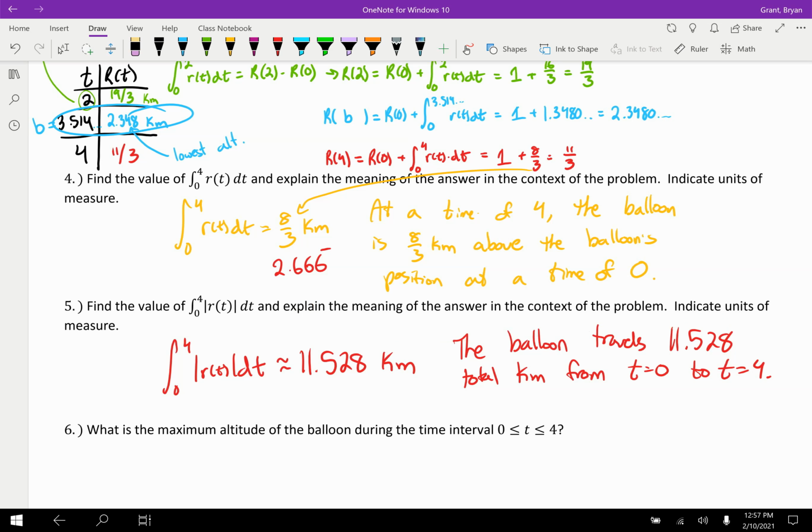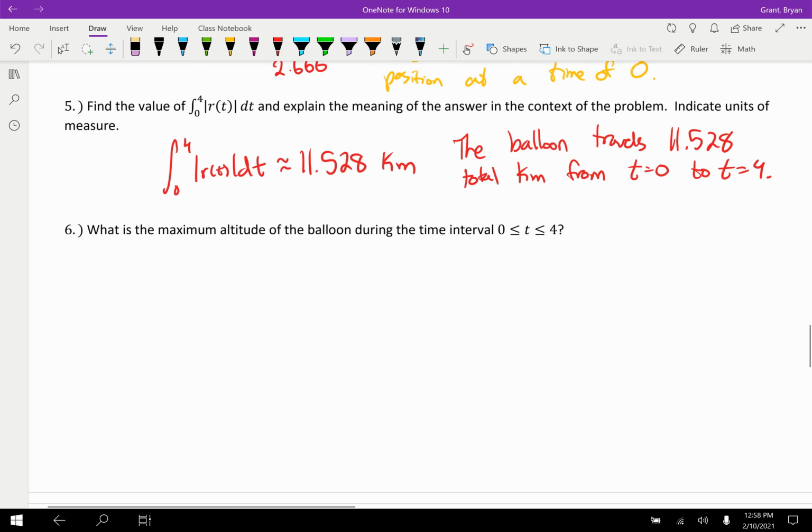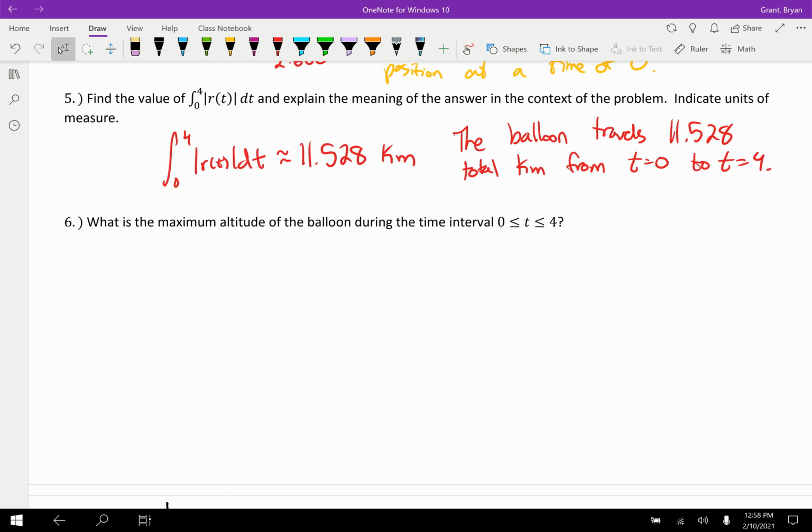What's the maximum altitude of the balloon during the time interval 0 to 4? Oh, this one you're saying, oh my gosh, this sounds awful, because you see maximum altitude and you're like, oh my gosh, the maximum altitude, this is an absolute max, absolute min question. It's another candidates test, and yeah, you're right, but we've already done most of it. So we're going to look at time values, and we're going to look at the altitude, capital R of t. We know we have to test 0. We know we have to test 4, and then we have to test any critical points on the way through.